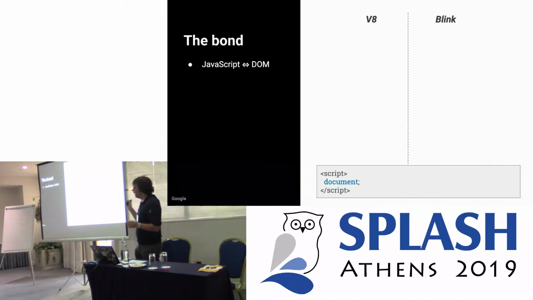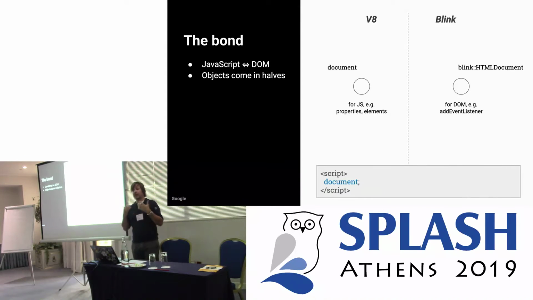Coming back to V8 and Blink, I think it should be pretty obvious that we have this problem. JavaScript and the DOM is somehow connected. What the architecture actually looks like is that objects for us come in halves. As soon as you parse a document, you obviously get a representation in C++ because that's what you want to render. So you get a document object, and this document object implements the web spec. There is a DOM specification, and that tells us what kind of methodologies it needs to implement.